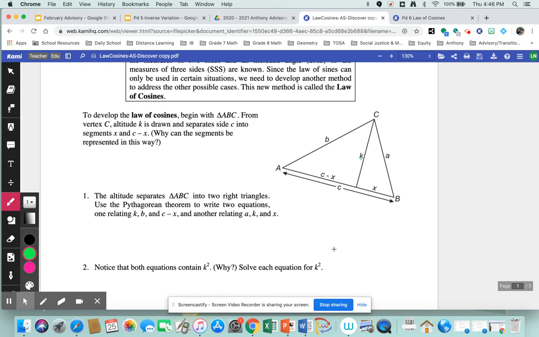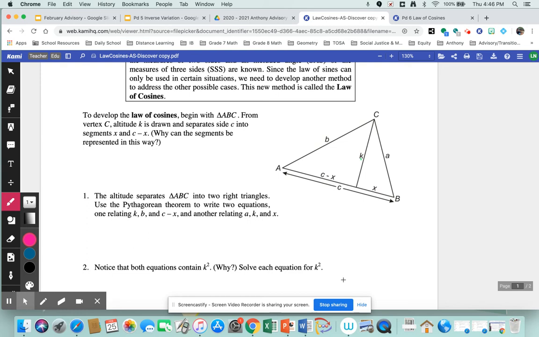So I want you to pause the video and work through the steps on this document. You can do your work right on the document, work through the steps, and when you're done, come back to the video because I'm going to go through the solutions for this. So pause the video and get started.